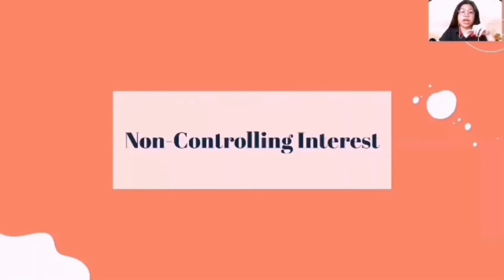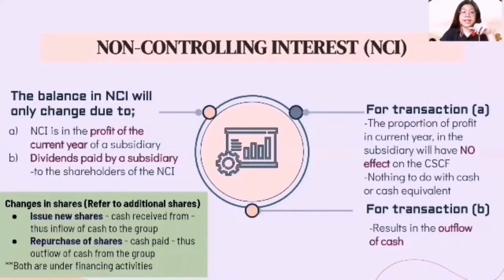Next, we will look into non-controlling interest, or we can call it NCI. Under NCI, the balance in NCI will only change due to, as you can see here, two transactions. The first one is the NCI's share in the profit of the current year of a subsidiary. And the second one is the dividend paid by a subsidiary to the shareholders of the NCI. So these are the two transactions that change the balance in NCI.